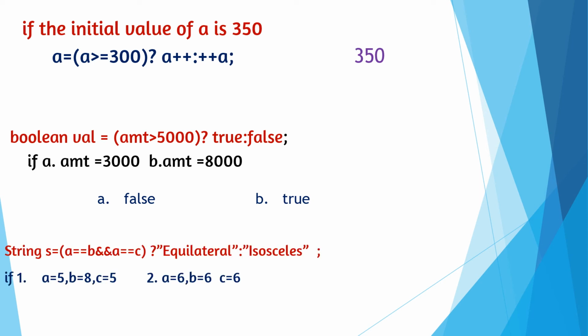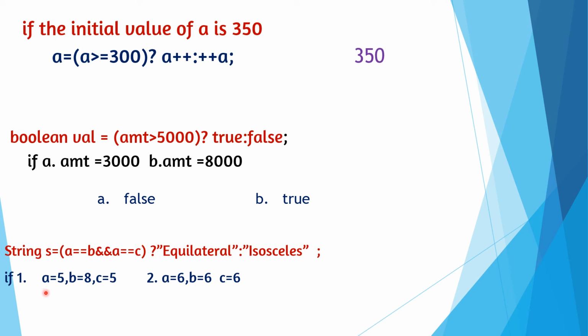And now this question: string S is equal to A double equal B and A double equal C. Here we have to check the values of A, B and C. If A is equal to B and A is equal to C, that means all the sides are the same, the string S will have the word equilateral. Otherwise, isosceles will be stored in string S.